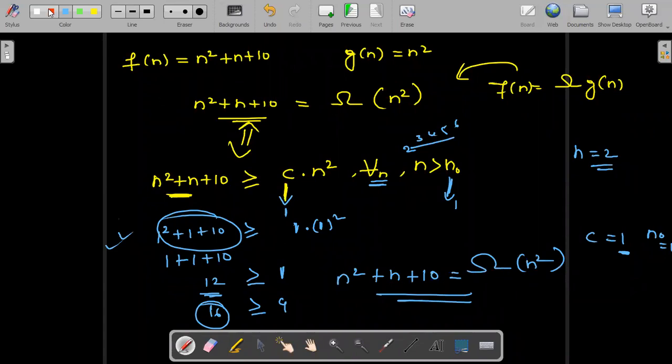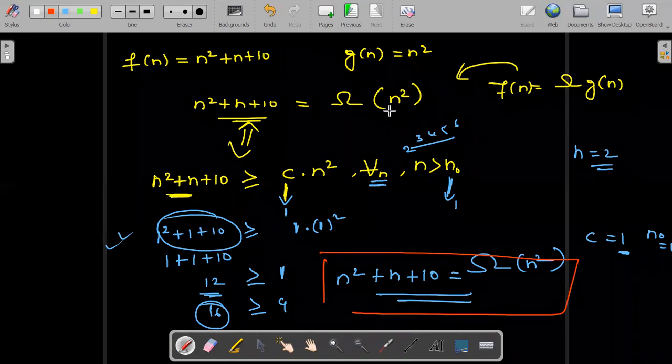Clear? Everybody understood this one? Please, got it or not? This one, everybody got it or not? Guys, got it? Hello? One more.